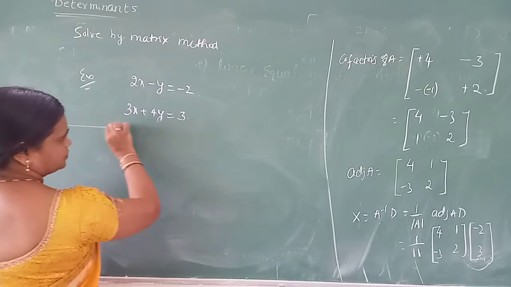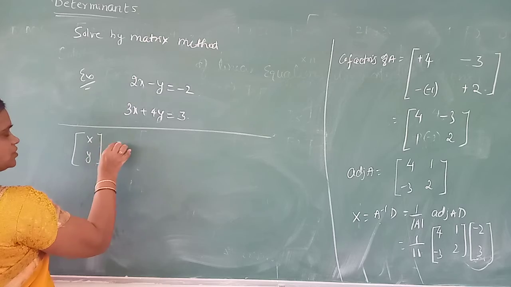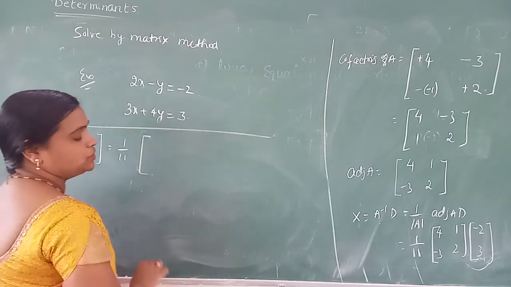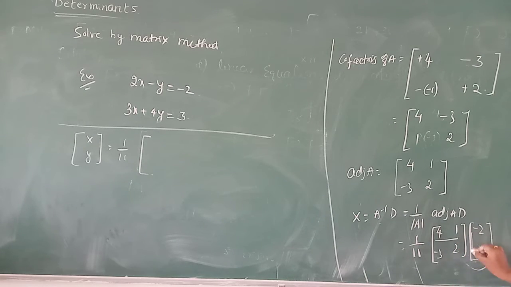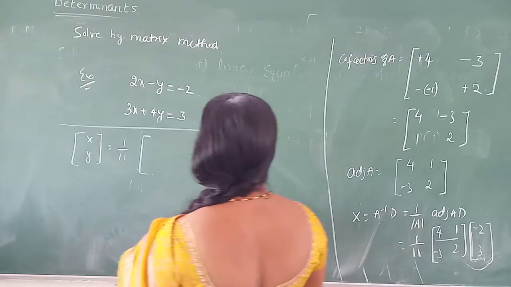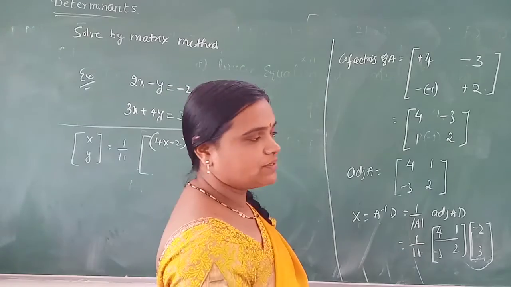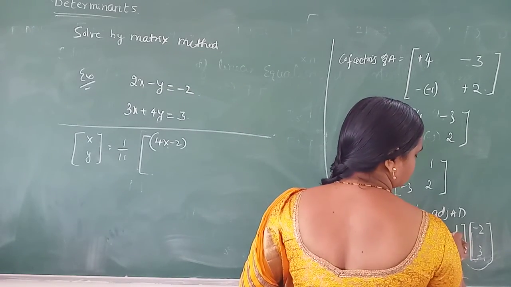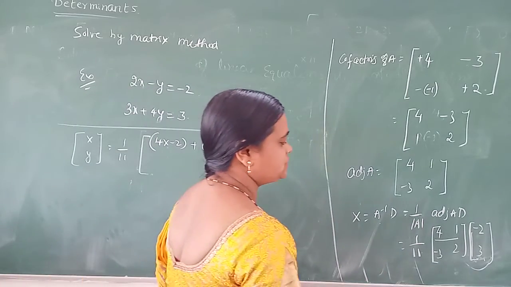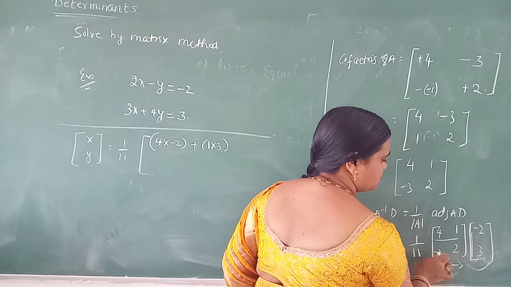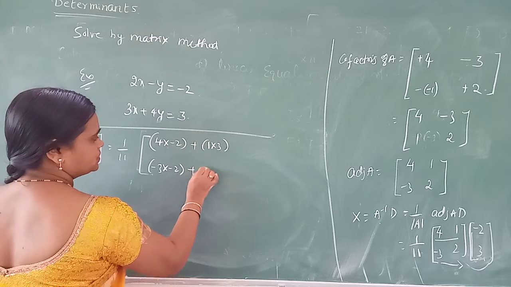Next, calculate x bar, which is 1 by 11. Apply the rule of matrix multiplication. First row with first column: 4 into minus 2. I hope everyone understood, because we have solved so many examples based on matrix multiplication. Next, 1 into 3. Next, second row with first column: minus 3 into minus 2 plus 2 into 3.